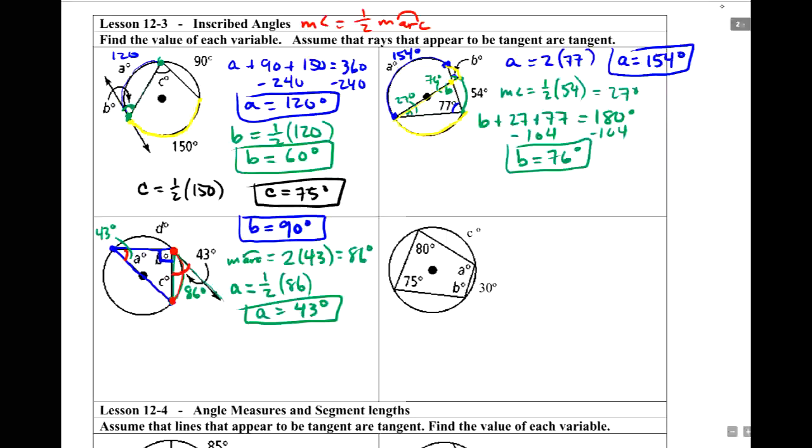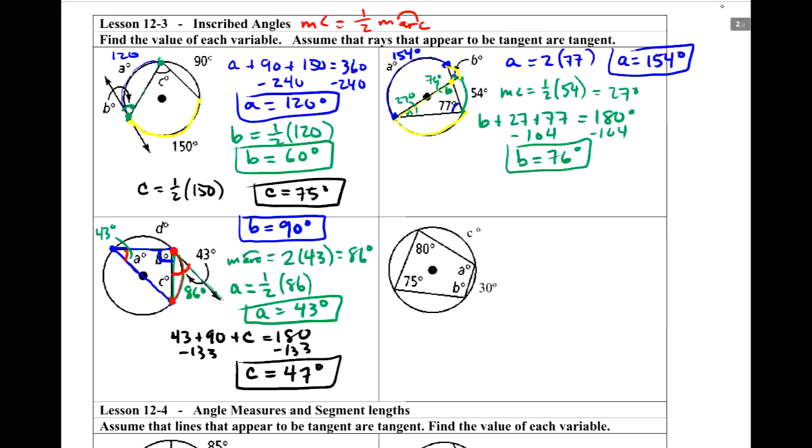And then you know how this works. A little triangle angle sum theorem says that 43 plus 90 plus C is going to equal 180. So we're going to subtract 133 from both sides, and C is going to be 47 degrees, which is all pretty reasonable. All right, last one in this section.